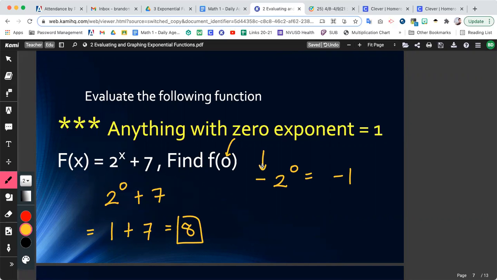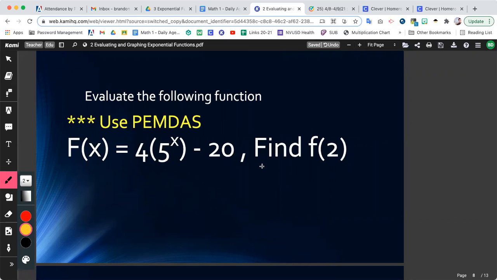Next problem, again, we have a big reminder to use PEMDAS. So remember, we have parentheses and exponents first, then multiplying and dividing, then adding and subtracting. Now in this problem, we're replacing x with 2. So I'm going to keep the 4. And then in parentheses, I now have 5 squared, because I take the x out, put a 2 there. And then I'm taking away 20 from that. Okay. Now, what should I do first? 5 squared or 4 times 5?